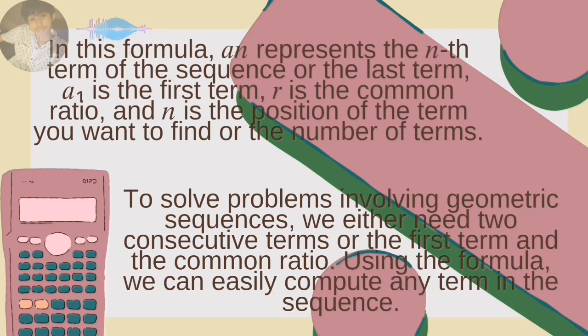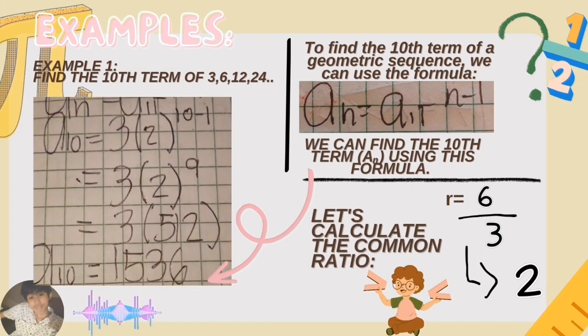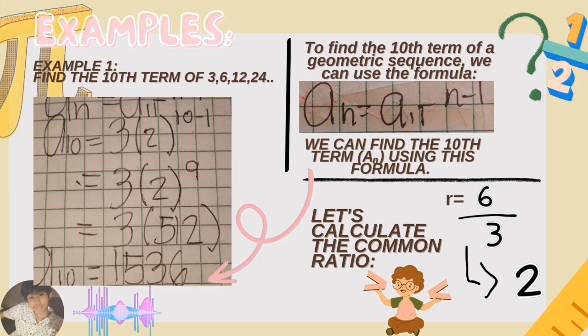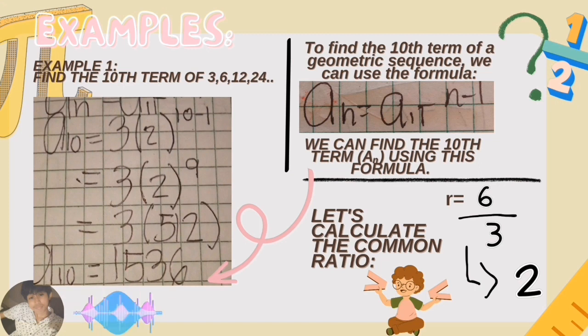To solve problems involving geometric sequences, we either need two consecutive terms or the first term and a common ratio. Using the formula, we can easily compute any term in the sequence. So let's begin our examples. Example number 1. Find the 10th term of the sequence 3, 6, 12, 24. To find the 10th term of a geometric sequence, we can use the formula a sub n equals a sub 1 times r raised to the power of n minus 1. So we can find the 10th term, or a sub n, using this formula.